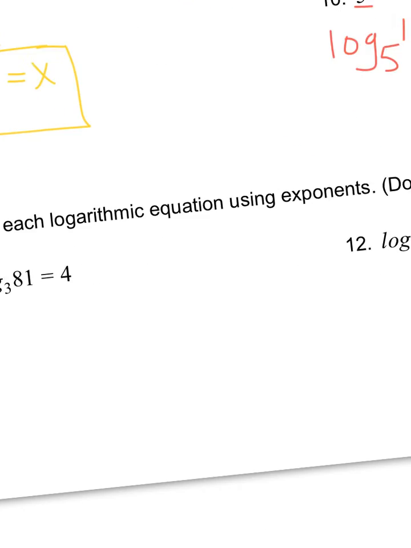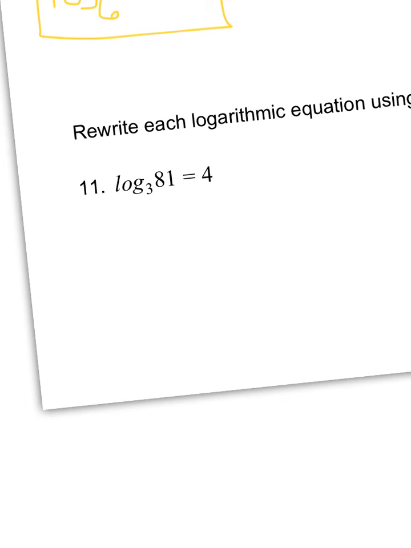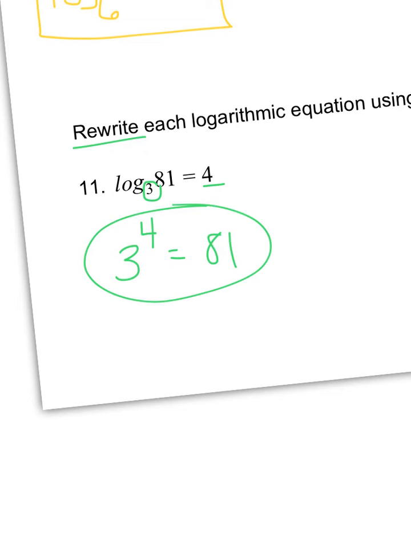Then moving on, number 11. This time we're going backwards. What if it starts as a logarithm and we want to write it using exponents? So again, all we're doing is rewriting. We don't need to solve anything. So circle the base. It's 3 to the exponent of the other side, 4, equals 81. Then you stop there. All you need to do is write it.